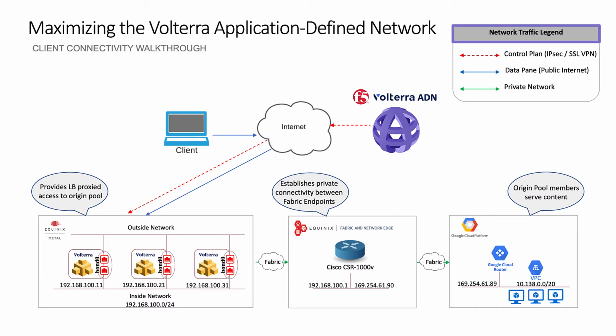To address this limitation, however, the solution makes use of a Cisco CSR 1000V router instance. This is deployed in the Equinix network edge. Connections are established between both Metal and GCP environments to the Equinix Fabric by means of the Cisco router, providing end-to-end routing between the CE nodes and the origin pool members.